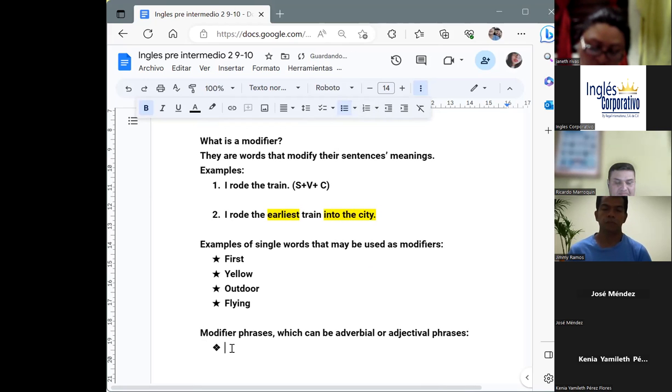We have the first one that is beneath the car. A somewhat slow.